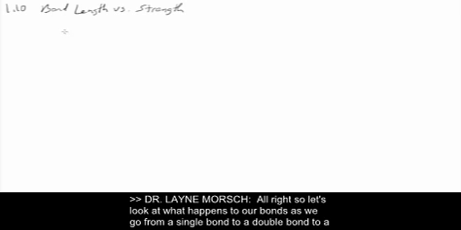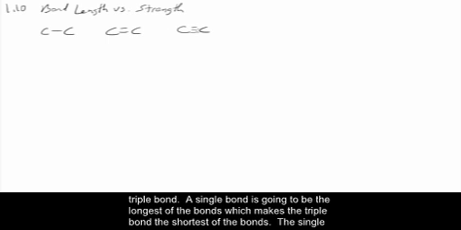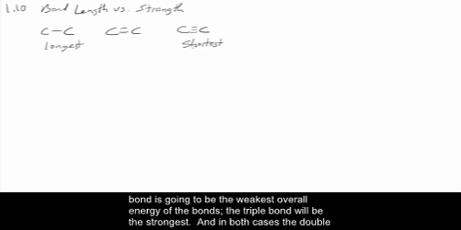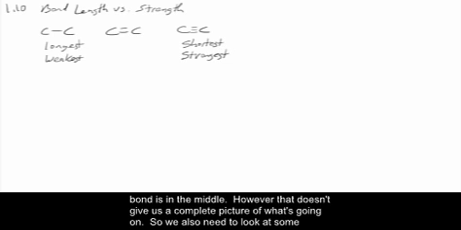All right, so let's look at what happens to our bonds as we go from a single bond to a double bond to a triple bond. A single bond is going to be the longest of the bonds, which makes the triple bond the shortest of the bonds. The single bond is going to be the weakest overall energy of the bonds. The triple bond will be the strongest. And in both cases, the double bond is in the middle.